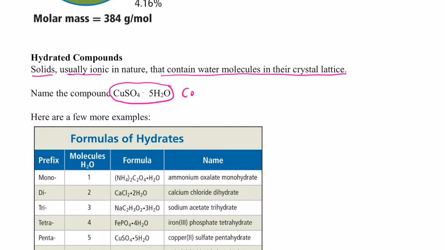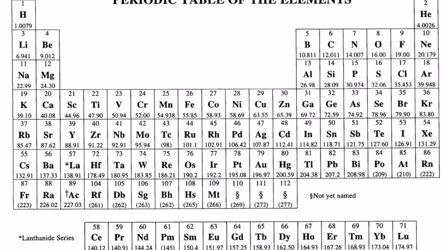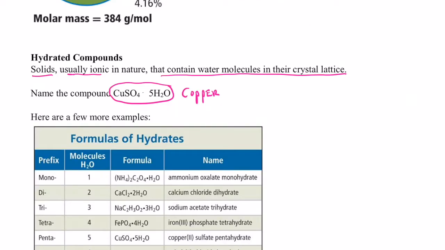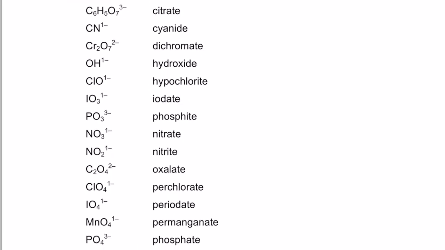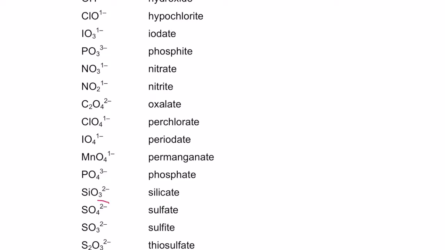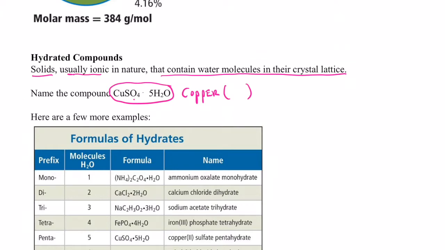Cu is copper, and copper is one of those that I need Roman numerals for. Don't you agree? It's a D block element, and it's not zinc, cadmium, or silver, so we're going to leave space for Roman numerals there. And SO4, that's a polyatomic ion. We'll go ahead and look that up. It's been a while since we've done that. Here's SO4. It's called sulfate. So this is copper something, sulfate.